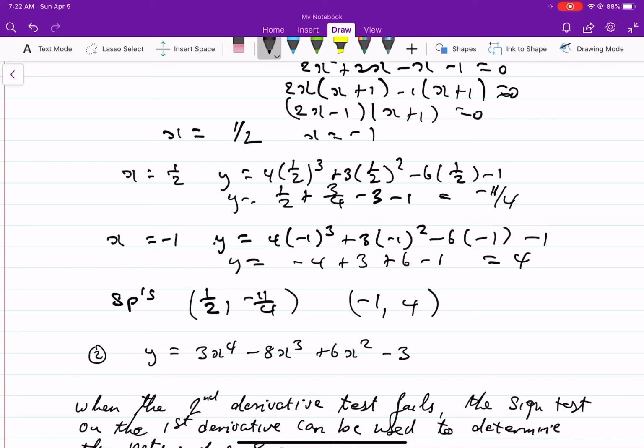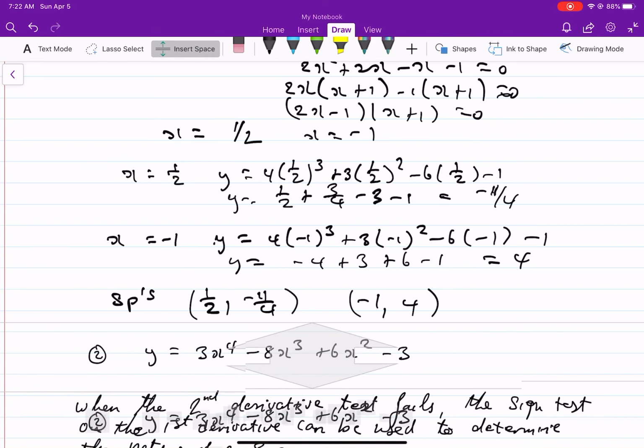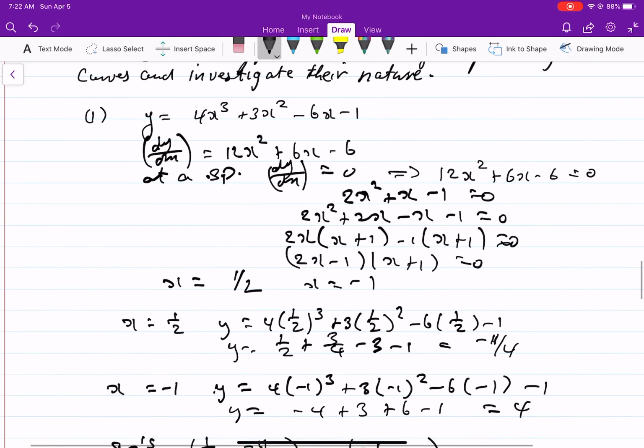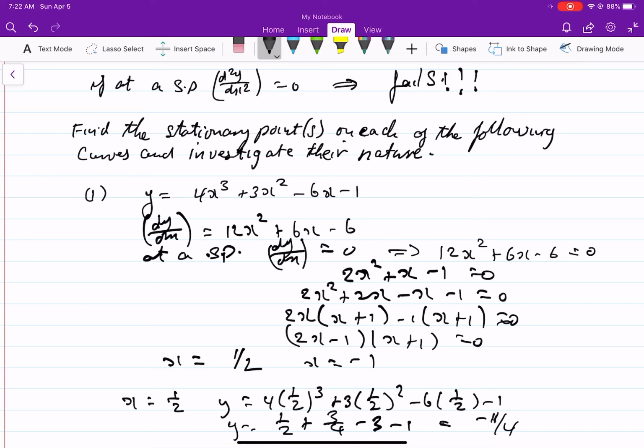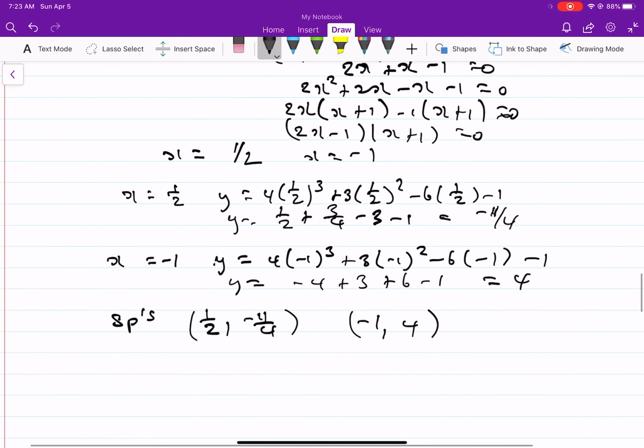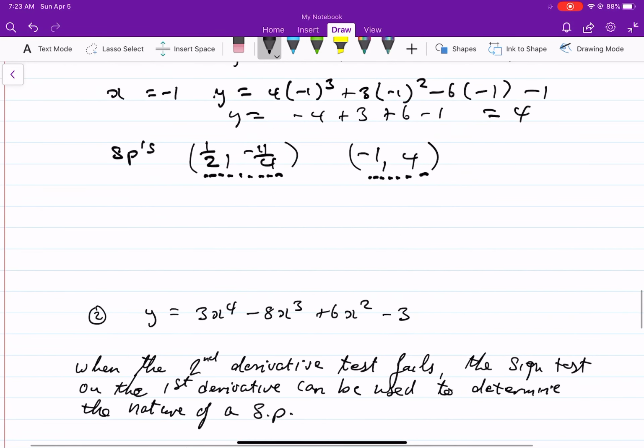Good. At this point, I know I have two stationary points. However, I do not know the nature of these stationary points. If you look at the question, it says, find the stationary points on each of the following curves and investigate their nature. That means tell me if I have a maximum stationary point here, minimum, or point of inflection. Same here, maximum, minimum, or point of inflection.